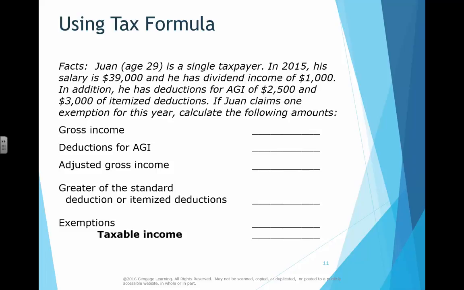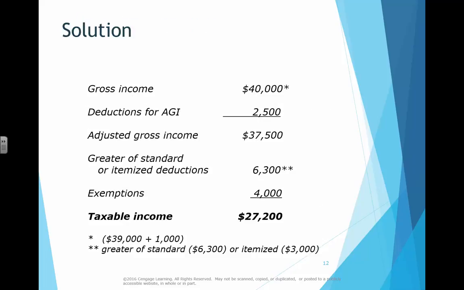What's greater, itemized or standard? Standard. How much is his exemption? 27.2, yeah? That's the tax formula. We are going to be doing this over and over and over and over.